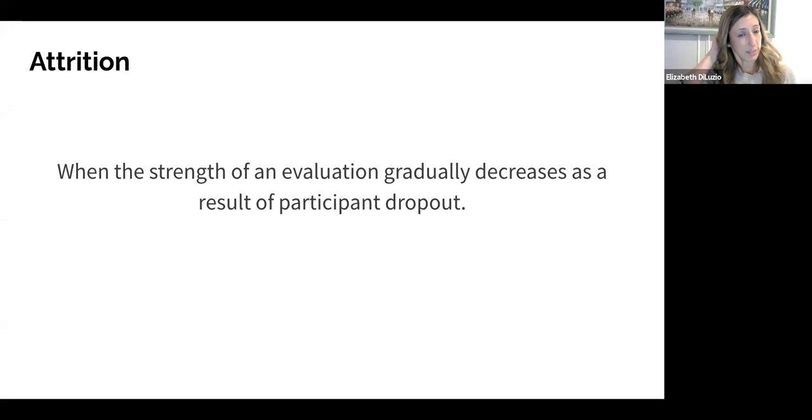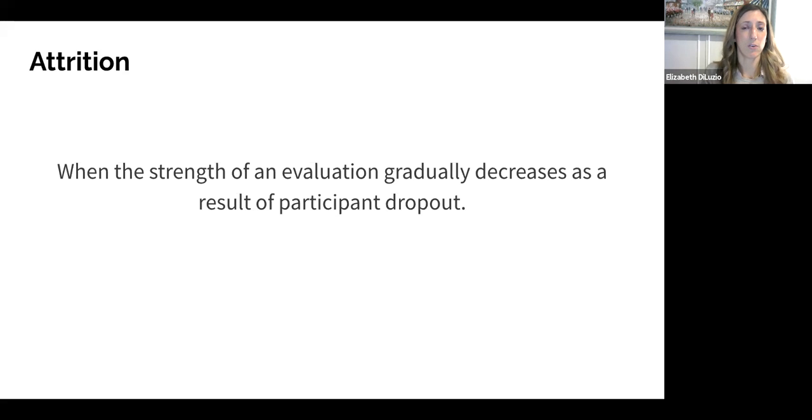Next is attrition. This one's hard to guard against, and that's just when the strength of an evaluation gradually decreases as a result of participant dropout. So when we are talking about whether you do a prospective evaluation or a retrospective, in a lot of ways, retrospective is useful in guarding against attrition because people were in or they were not, and we're looking backwards. If we're doing prospective, if we're moving along time with our participants in the evaluation, attrition is a thing.